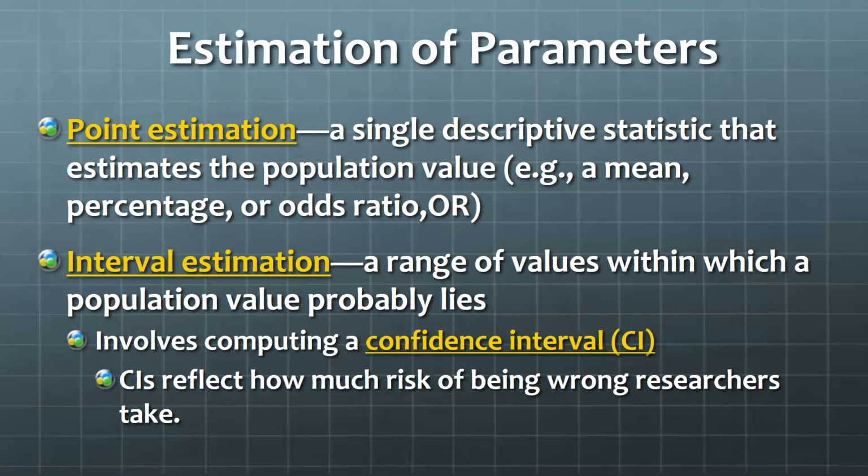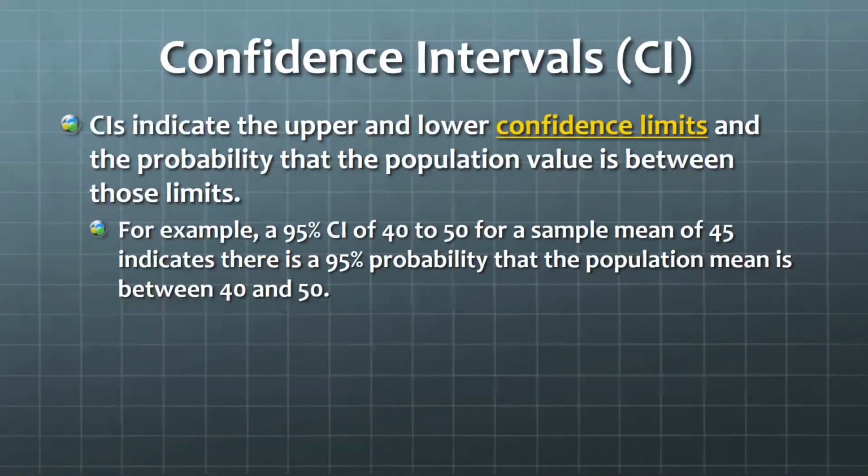And so remember, a point estimator or an odds ratio is a very specific number, like 5 out of 100 or a mean. Think of it as you can point to it. You can point to a mean, point to a percentage, point to an odds ratio. An interval is another term for a range. So we have a confidence interval. That's the range of numbers where we're confident that the population value lies in that interval. They indicate the upper and lower confidence limits of the population values between those two limits.